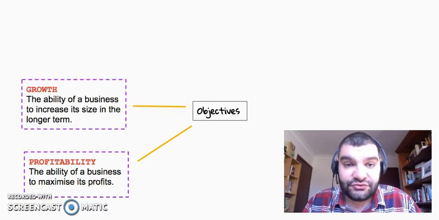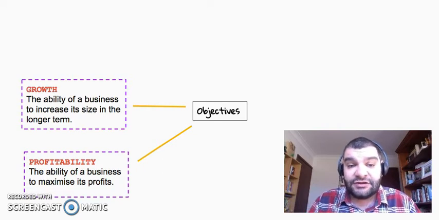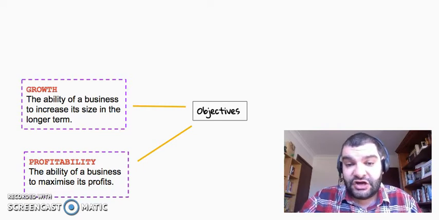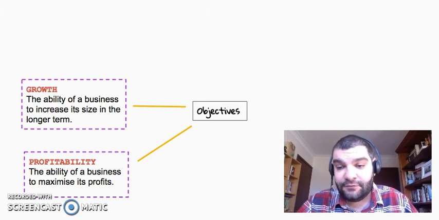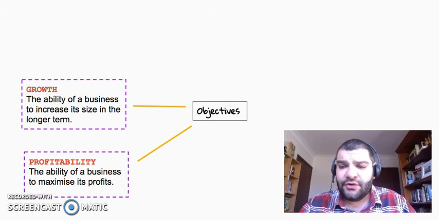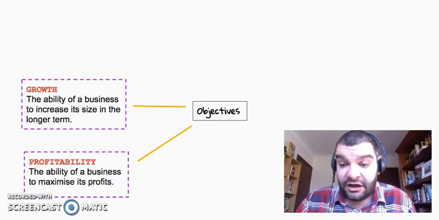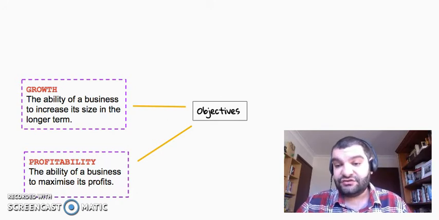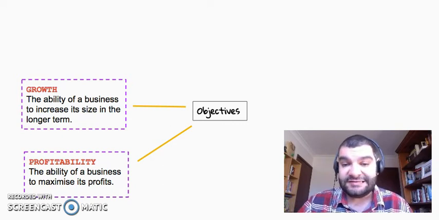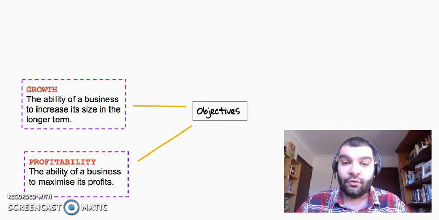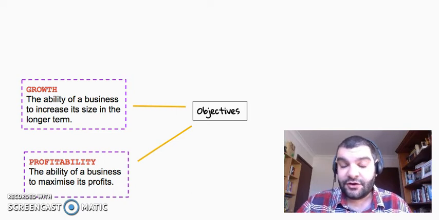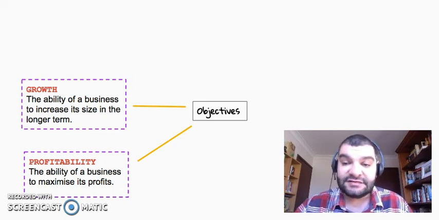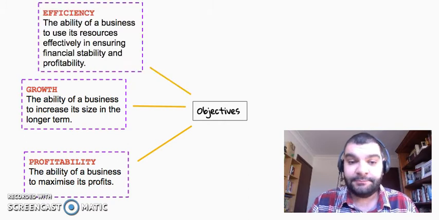Another financial objective is growth. Increase the size of the business in the longer term. There are again a lot of ways that the business can do that. It could be an internal growth, so hiring more staff, or it could be an external growth, merging or acquiring another business or opening other stores as well.